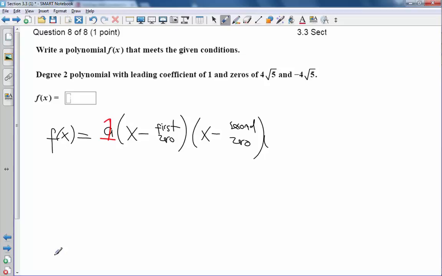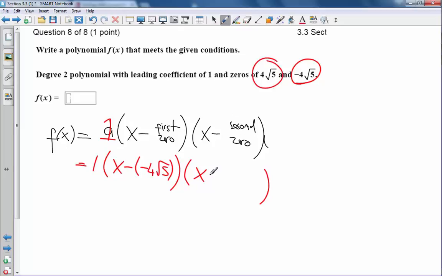What is the first zero given? Which one do you want to use? Which one is the first? Which one is the second? Doesn't matter. You can take this one as the first if you wish. I take that one. It's x minus 4 root 5. And the second zero is this guy. It's x minus the negative 4 root 5.